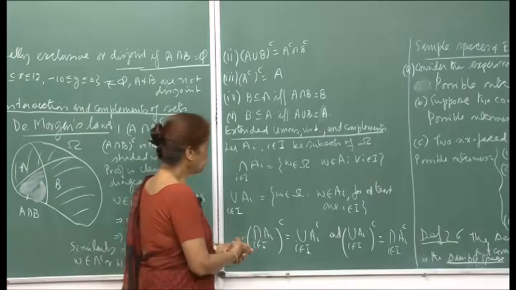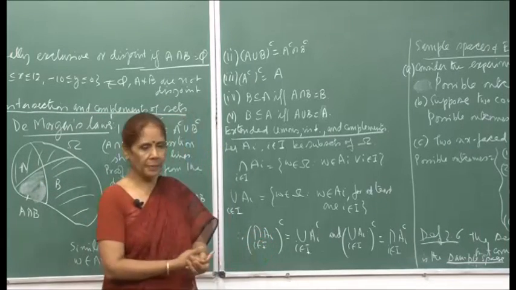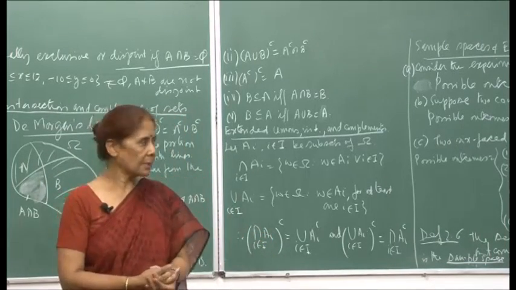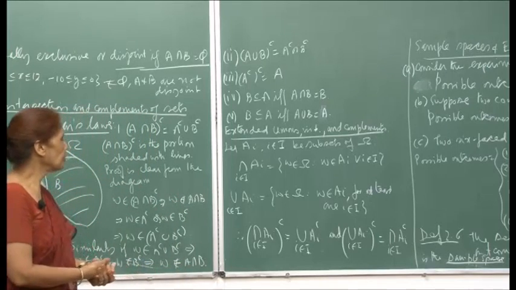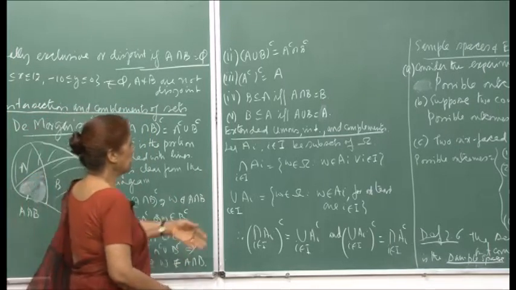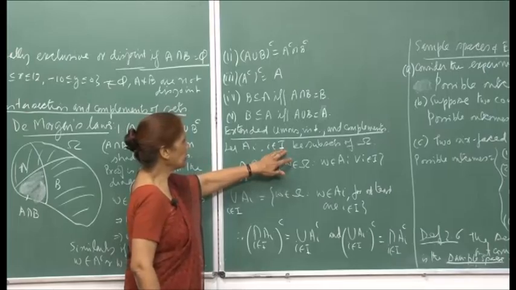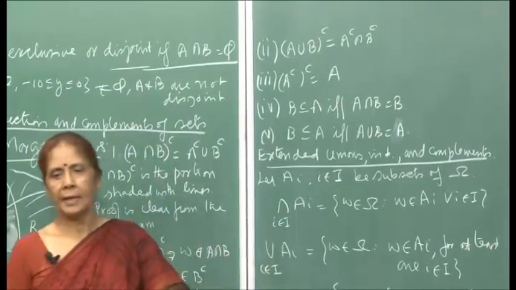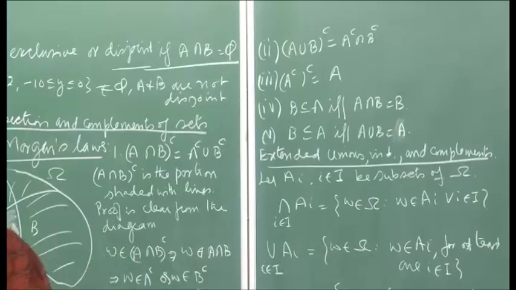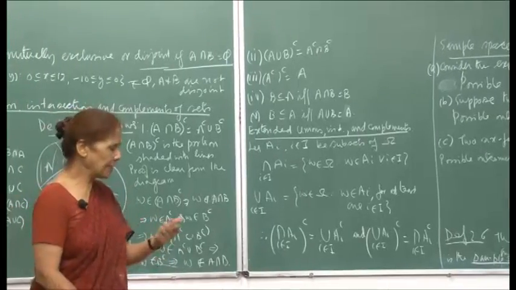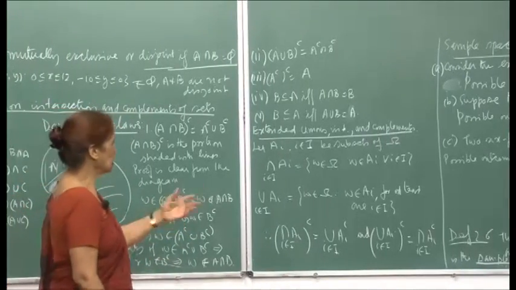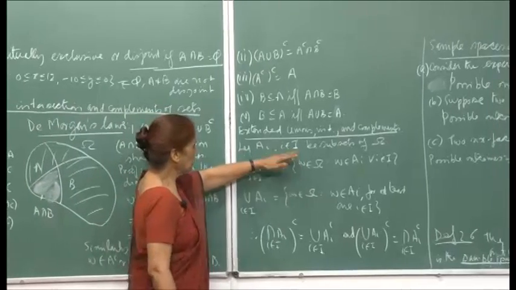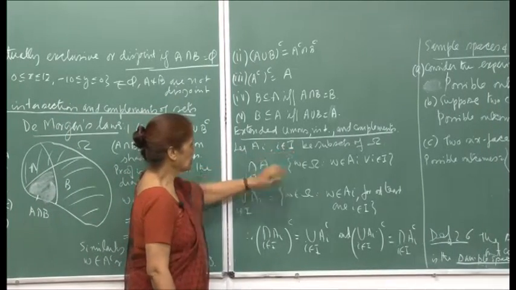Now, so far I had defined union, intersection, and complements for two or three sets, but now we can extend this notion to any number of sets. Here I am just taking I to be the index set, where the index set can have finite or infinite indices. So, this holds for whatever the status of I is.